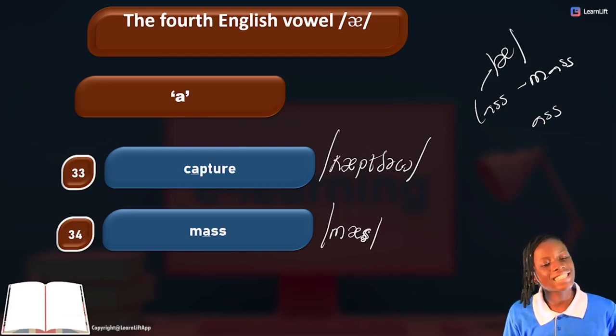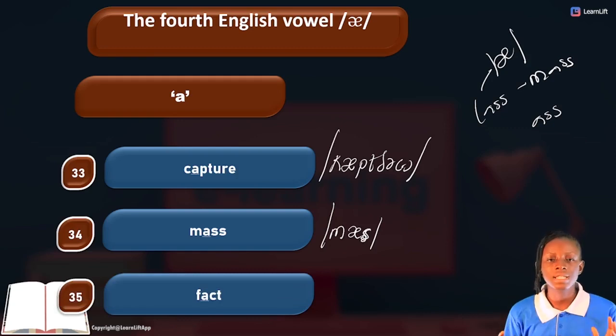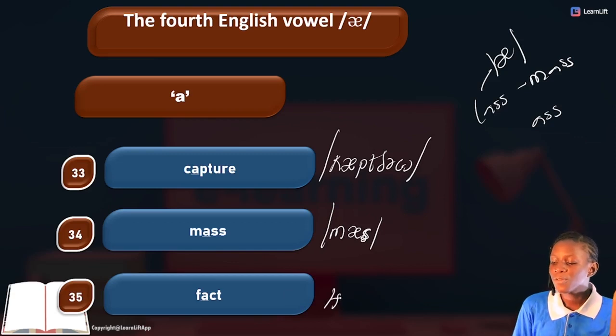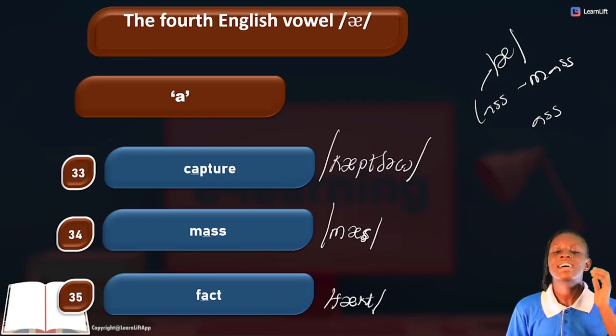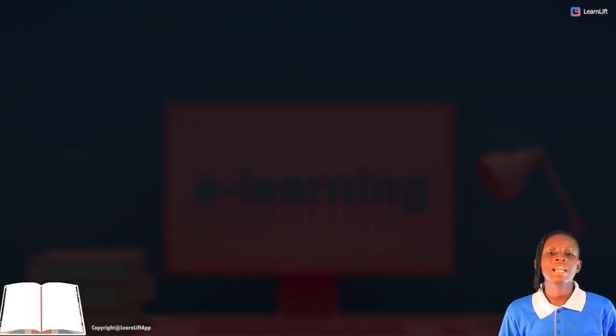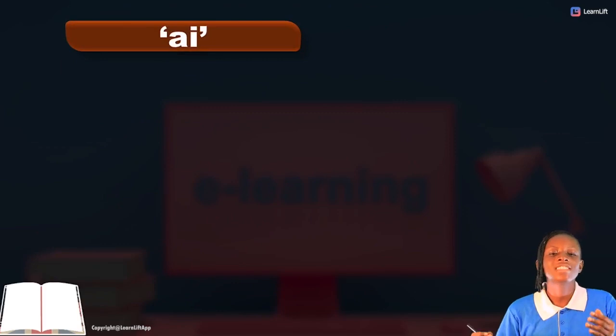Next example, we have fact. Now let's transcribe fact together. Pay rapt attention to the sounds we hear. We have fact to be fact. Okay, so that was our fact. Quickly, we'll go over to the next spelling form, the AR as a spelling form.